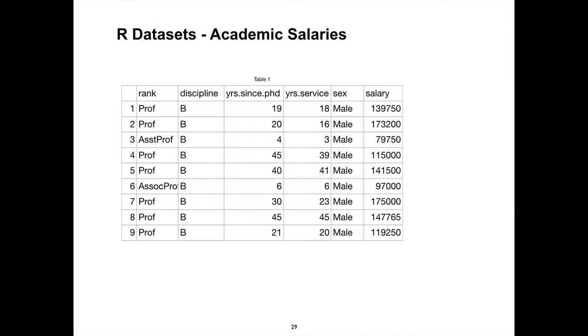Third example, in the R data sets, there's this one data set on academic salaries, and you get the rank, and there's three ranks. Top rank is full professor, right? And then the associate and assistant professor. And then there's two disciplines. One is more scientific and engineering. Then how many years since they got their PhD and how long they've been teaching. And then their sex and then their salary, right?